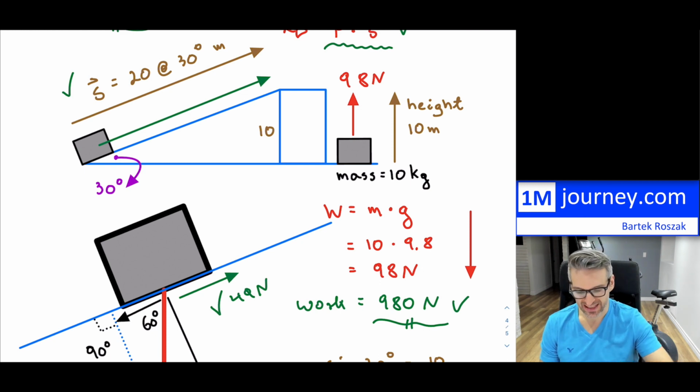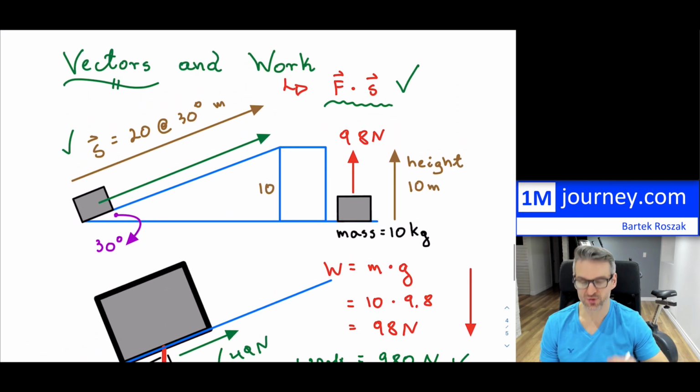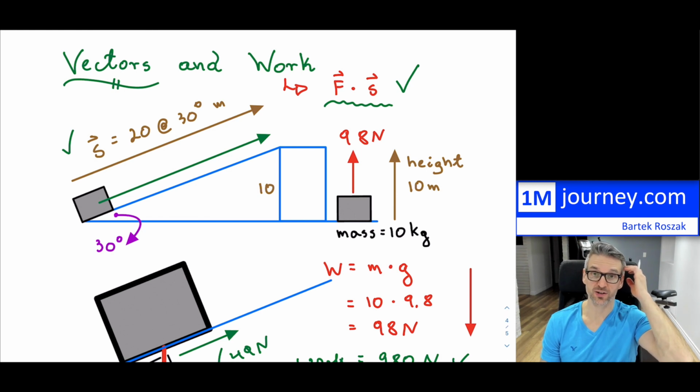But when you're just studying this and you're getting introduced to vectors and work in particular, either in physics or maybe in a vectors class, or if it's a component of your calculus class or something like that, then you will assume that there is no friction. Now, they can of course tell you that there is friction.